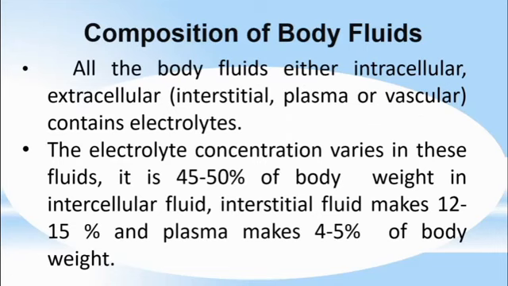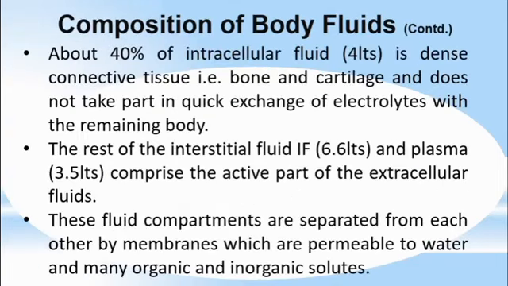Now comes the composition of these body fluids. All the fluid, either intracellular or extracellular, contains electrolytes. The electrolyte concentration varies in these fluids. It is 45 to 50% of body weight in the intracellular fluid. Interstitial fluids make 12 to 15% and the plasma makes 4 to 5% of the body weight.